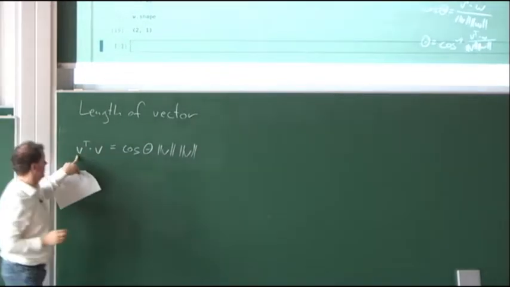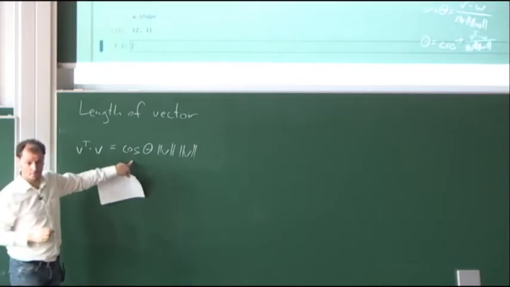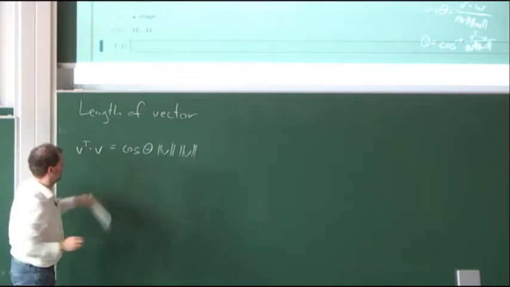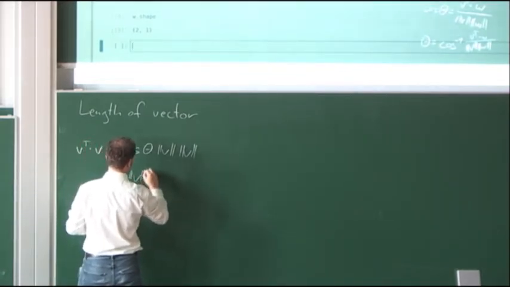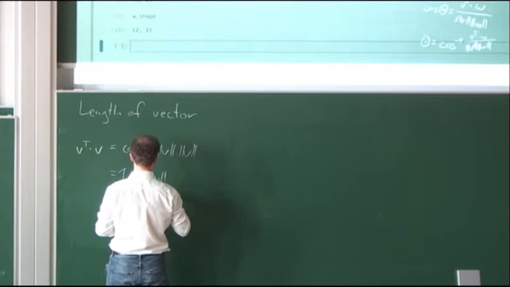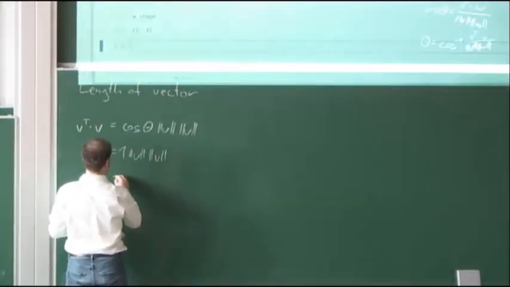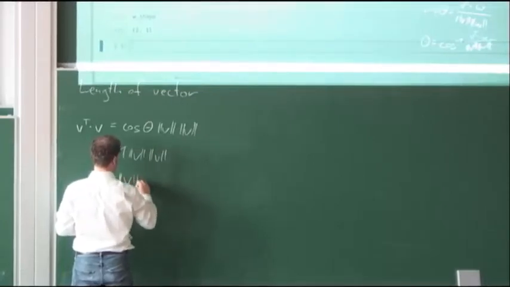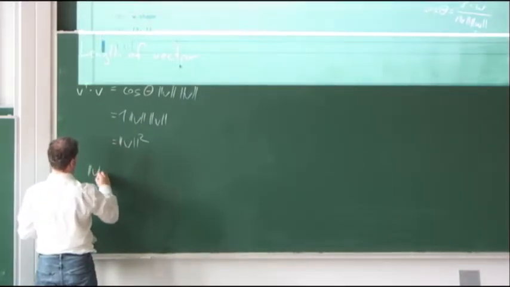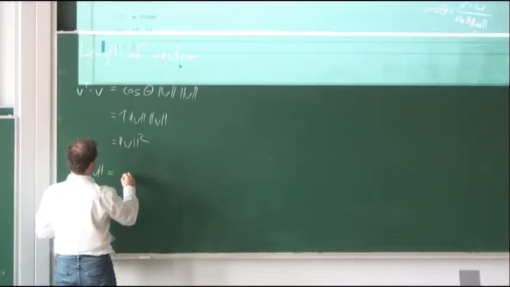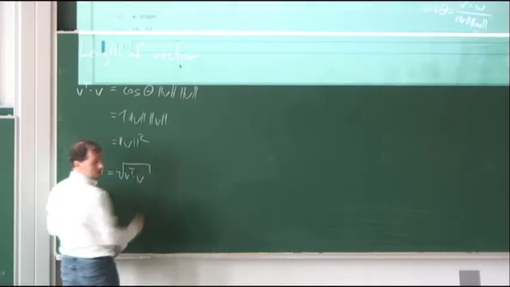What's the angle between V and itself? It's 0. And what's the cosine of 0? It's 1, exactly. So this is just 1 times the length of V times the length of V, which is the length of V squared. So I can get the length of the vector just by dotting it with itself and taking the square root of the result.